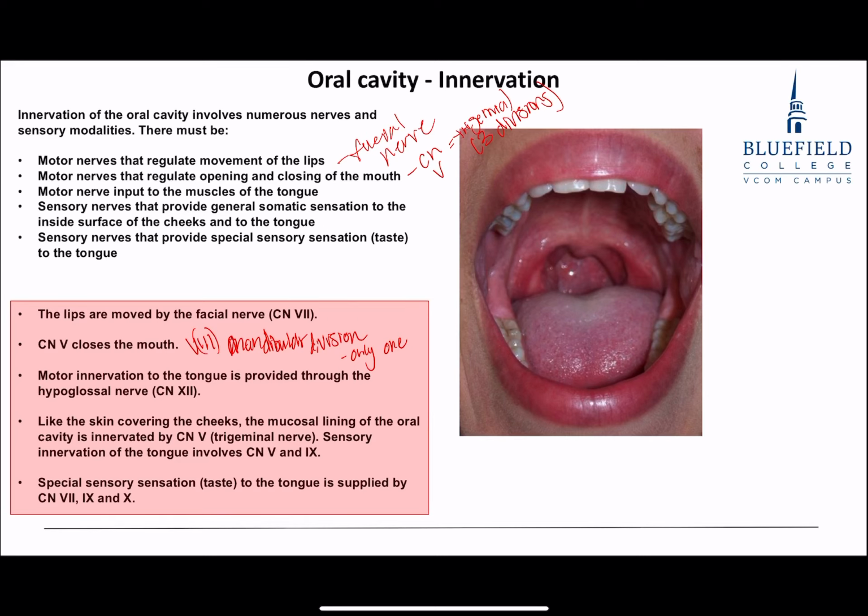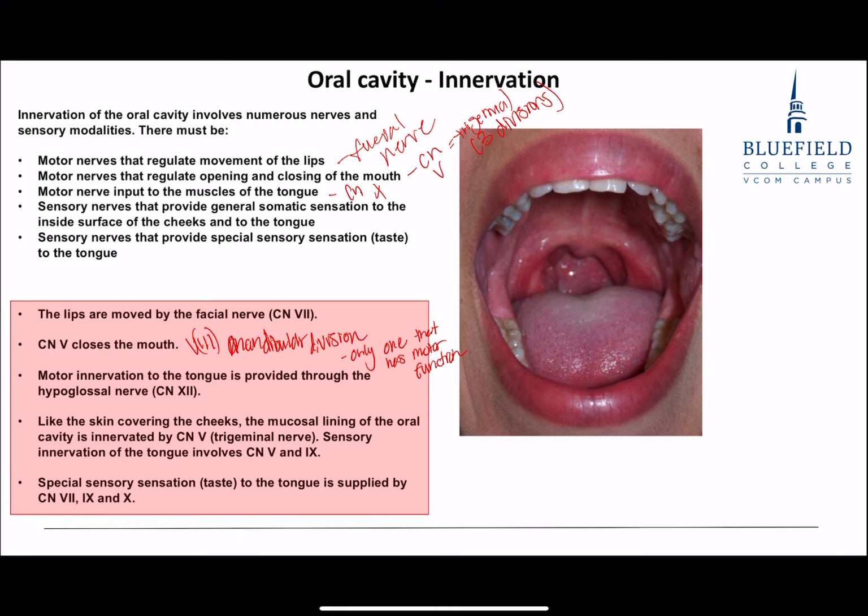So we're also going to expect a nerve to innervate the skeletal muscles of the tongue. Any ideas there? Hypoglossal, I heard. Cranial nerve 12. Yep. That's it. So the tongue, all the muscles of the tongue are innervated by cranial nerve 12.